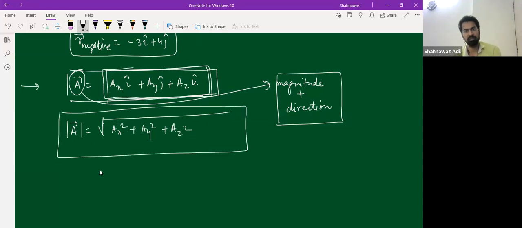Now let us move down this part. You have this a vector, which is this. So this would be the magnitude. And the next question would be how to calculate the direction.